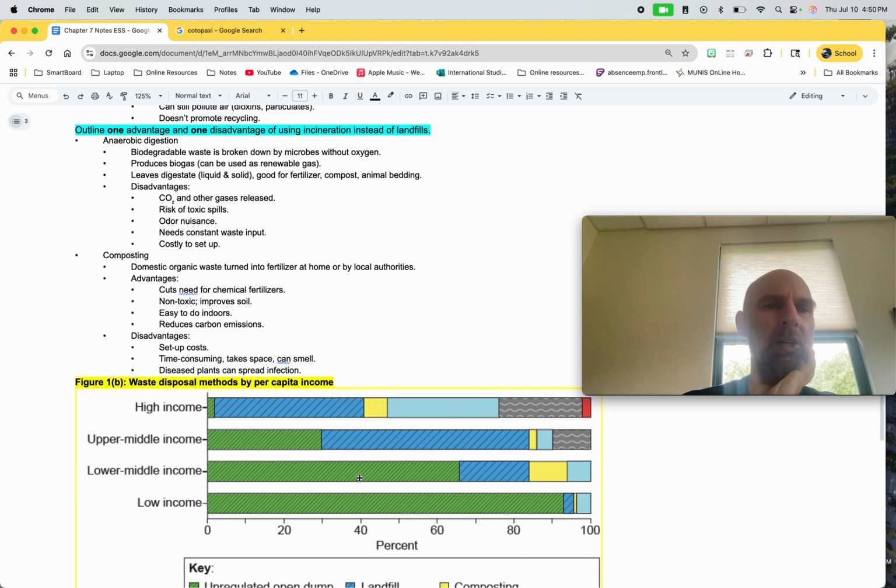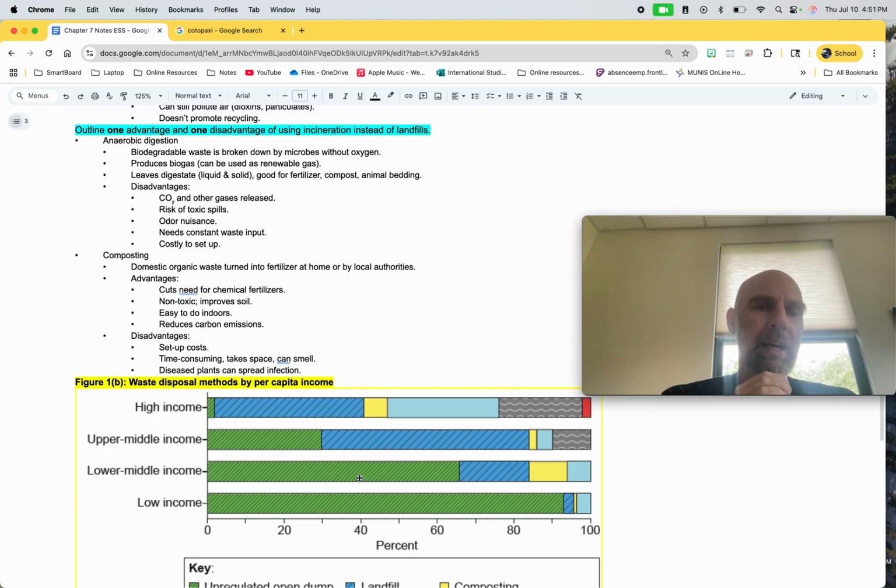Yep. So this produces biogas, which can be used as renewable gas, which is pretty darn cool. This leaves digestate, liquid and solid. It's good for fertilizer, compost, animal bedding. So we don't waste as much.